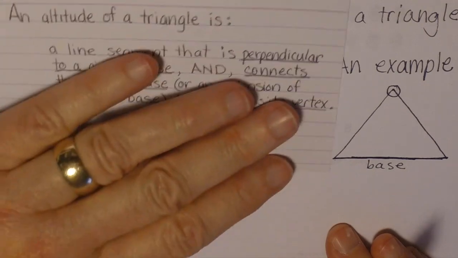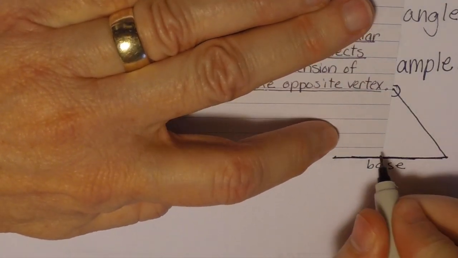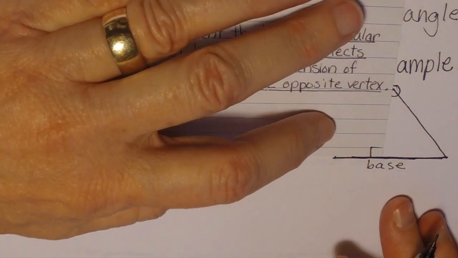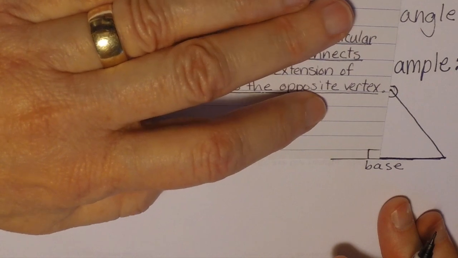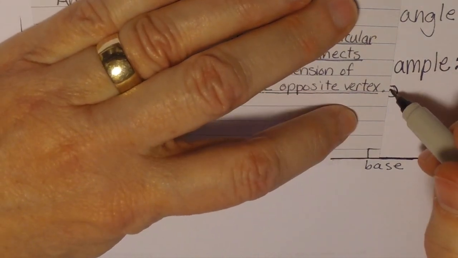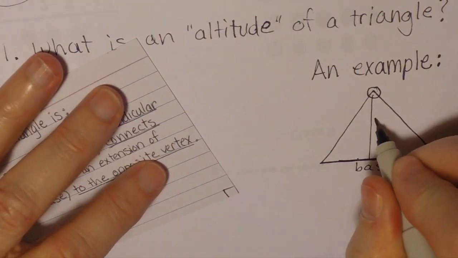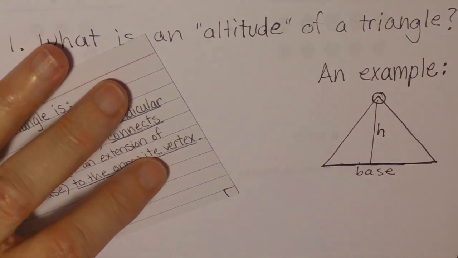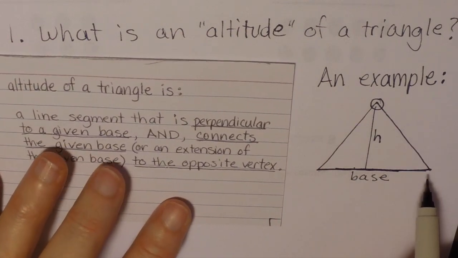So I'm going to use my note card to show that, because this corner will serve as my 90-degree angle. And so I can slide it on the base until it hits this vertex. And I can draw that line. That is the altitude of the triangle that goes with this base.